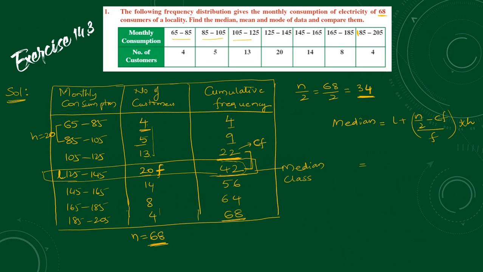Now substituting the values, L is 125 plus n by 2. So n by 2 I have already found, 34, minus CF. So CF is 22, divided by F, so it is 20, into height, which is 20. So this 20 gets cancelled. So this becomes 125 plus 34 minus 22, which is 12. So this gives me 137. So this is nothing but my median. So the median is 137.